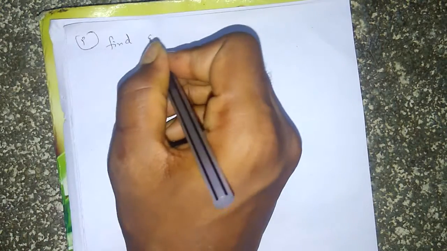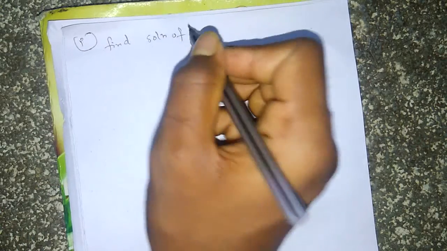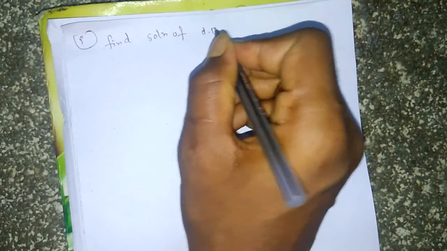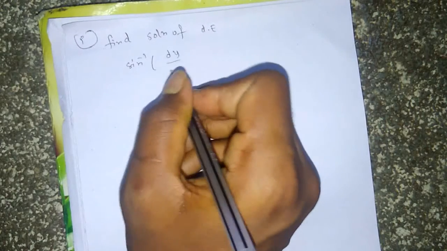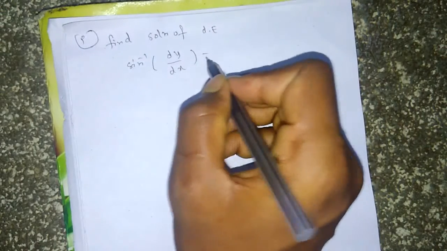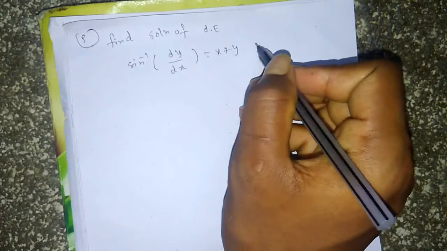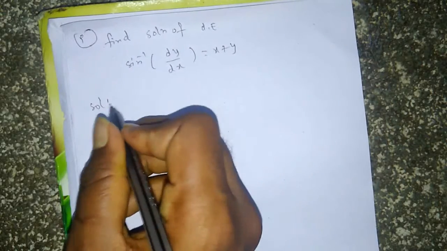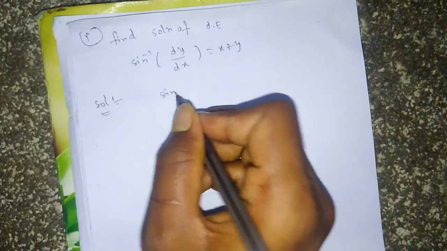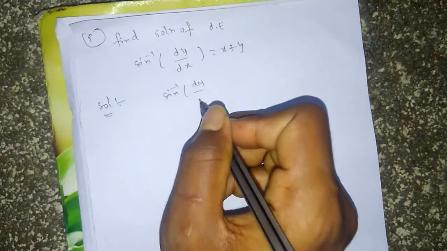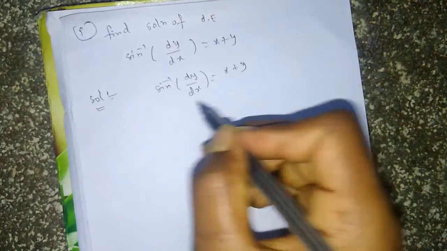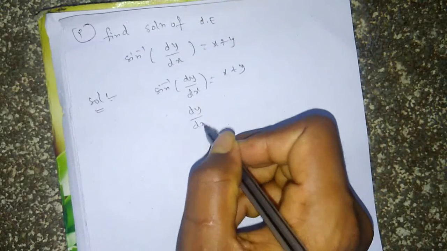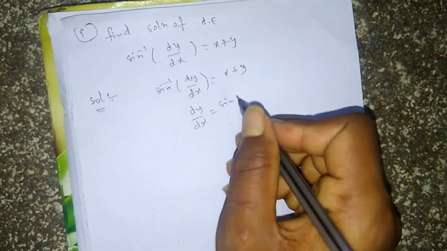Find the solution of the differential equation sin inverse of dy by dx is equal to x plus y. Here, dy by dx is equal to sin of x plus y.